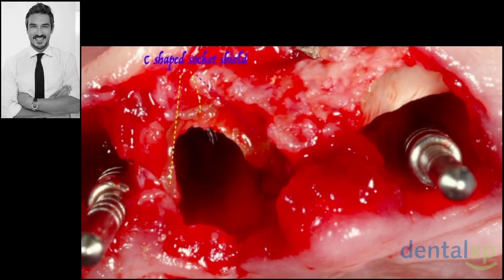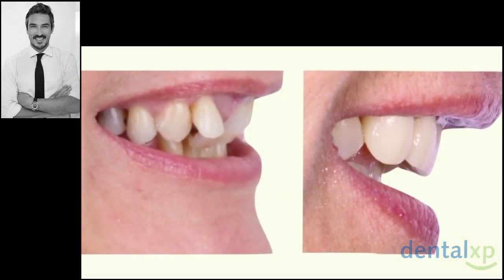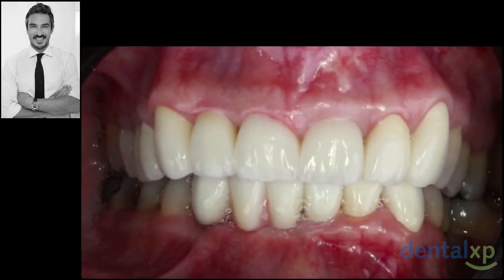To maintain the papilla between incisors, I applied partial extraction therapy. Here we see a C-shaped socket shield to maintain the papilla between the 2 central incisors and especially between the central and lateral incisor. And here is the patient with the provisional, already very happy. And here we see again the initial situation and the situation after definitive prosthetics.